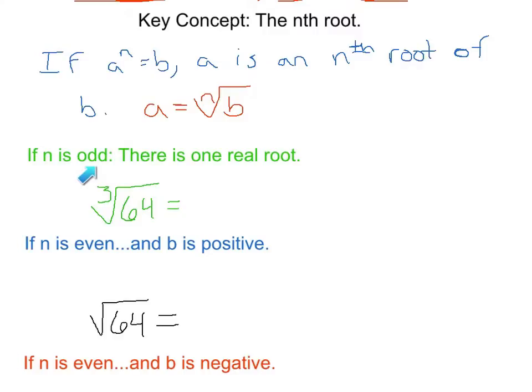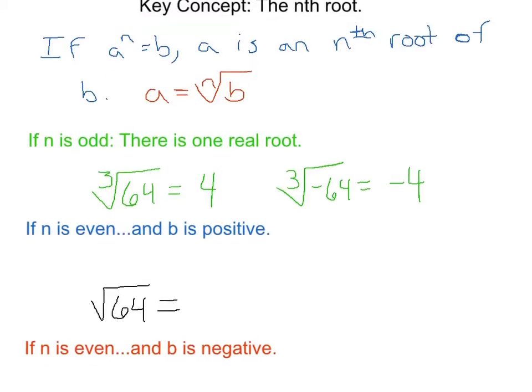Now, using that equation, we have a few rules. If n is odd, so the index of my radical is odd, there is only one real root. For example, if we have the cube root of 64, we are asking ourselves what number times itself 3 times, the index is 3, will give us 64. Well, we can say that that is 4. That's the only number that when multiplied by itself 3 times will give us 64. We could also do the cube root of a negative 64. Well, this would be negative 4, because negative 4 times itself 3 times will give us a negative 64.